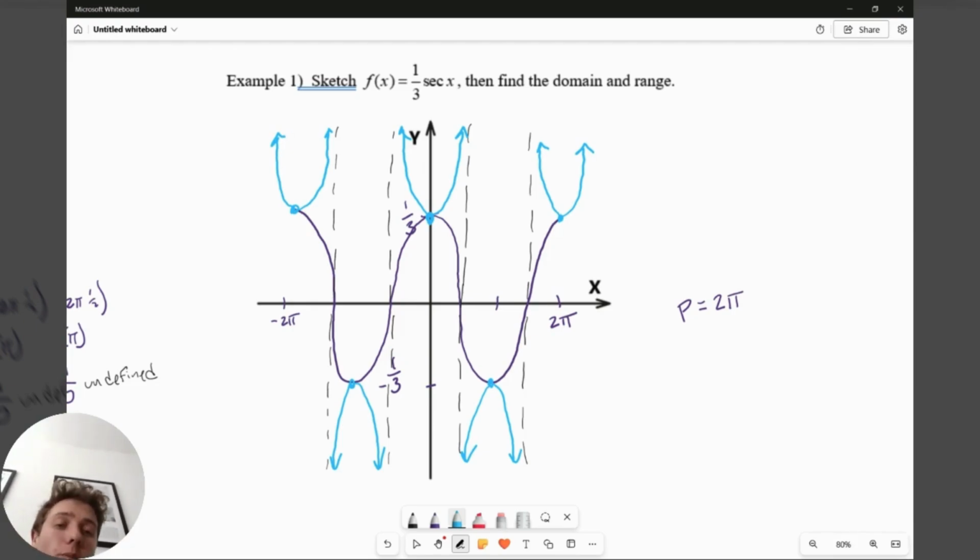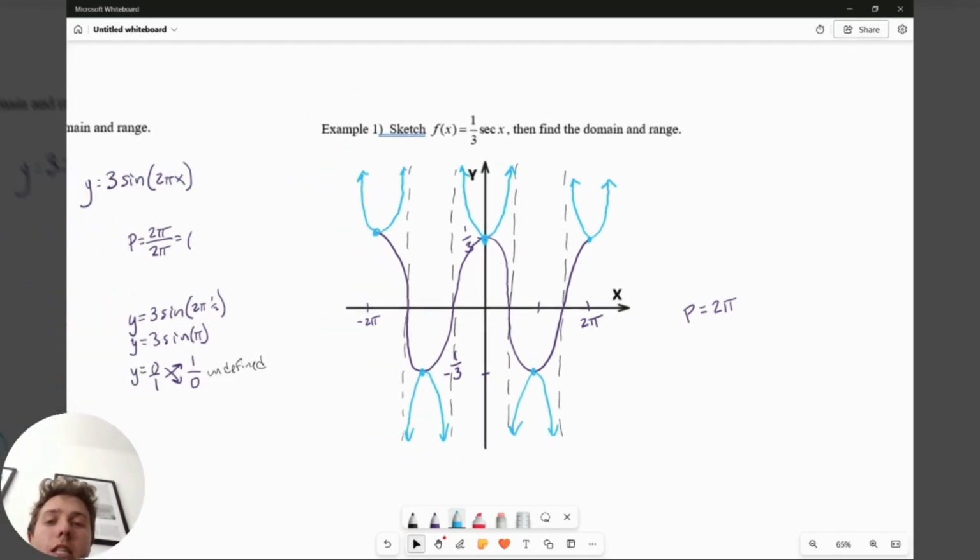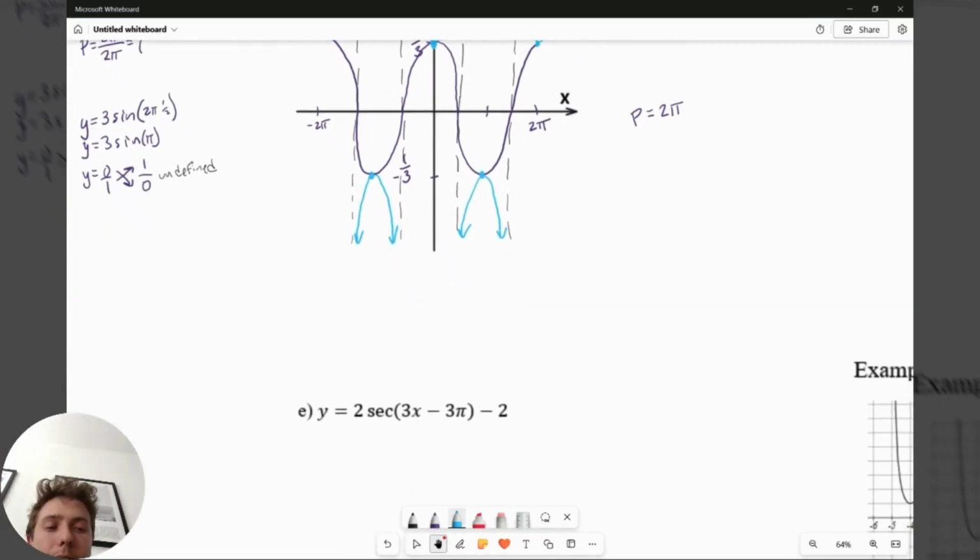So graphing it shouldn't be too bad. Find the period, find the amplitude. If there is a horizontal shift, you might have to take these values now, these x-intercepts, and move them in some direction. But this is the general idea.